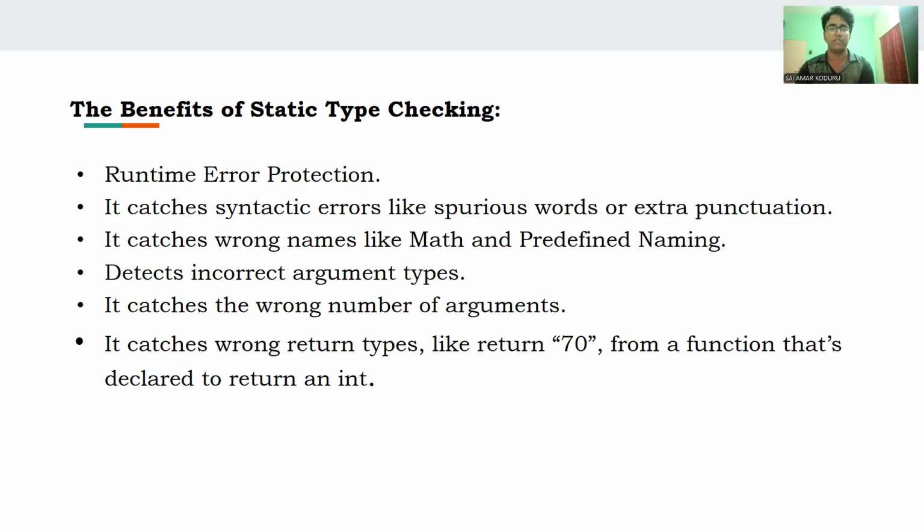Now, let's go through the benefits of static type checking. There is no explanation for it. It is pretty self-explanatory. First point is runtime error protection. Because as I said, static type checking is compile time based, so it protects us from runtime errors, obviously. It catches syntactic errors like extra punctuation. It also catches wrong names. It detects incorrect argument types. It catches the wrong number of arguments. It catches wrong return type, like returning 70 from a function that has to return an integer.